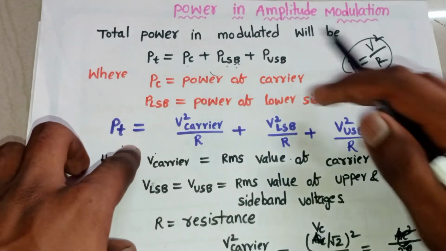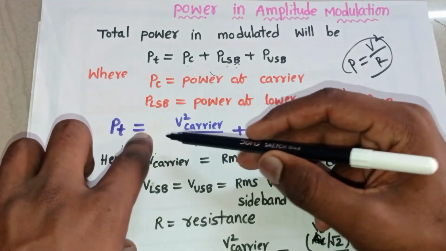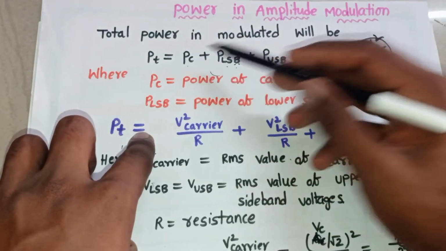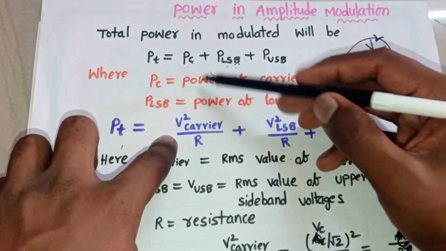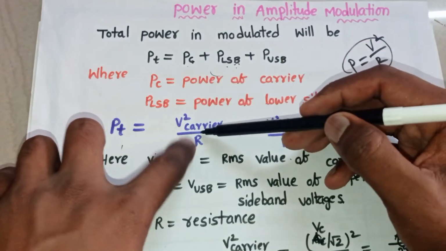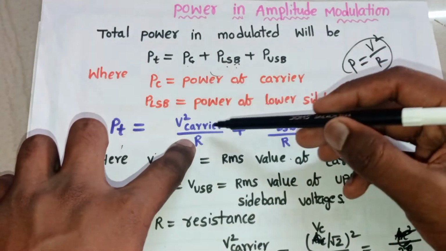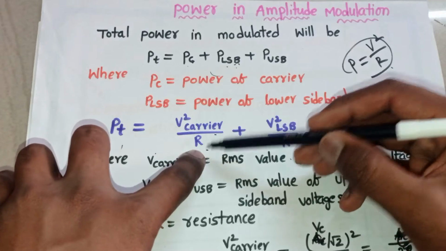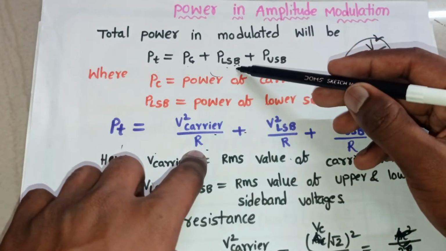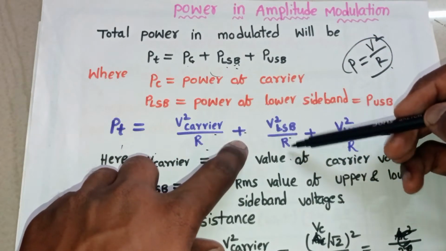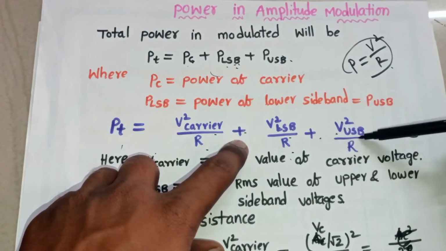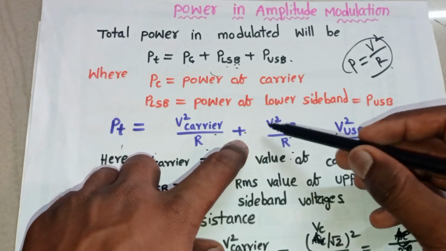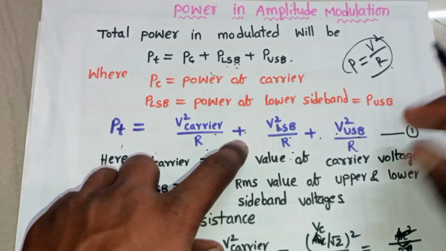Next, write this expression like this: P of t is equal to, we know power is V square by R. Here, power of carrier first, that is voltage square of carrier by R, plus power of LSB, which is V square LSB by R, plus power of USB, which is V square USB by R. Here V is voltage and R is the resistance.